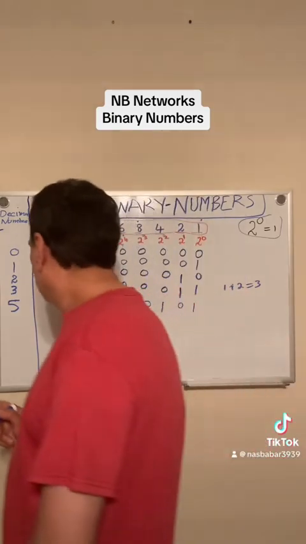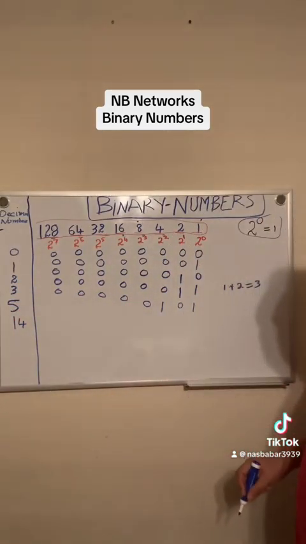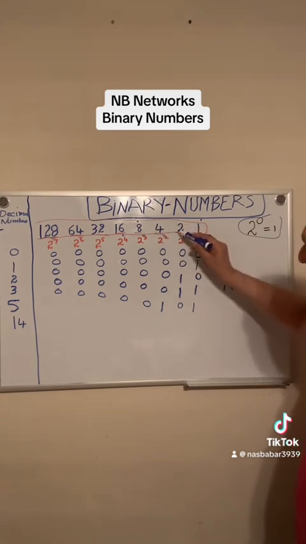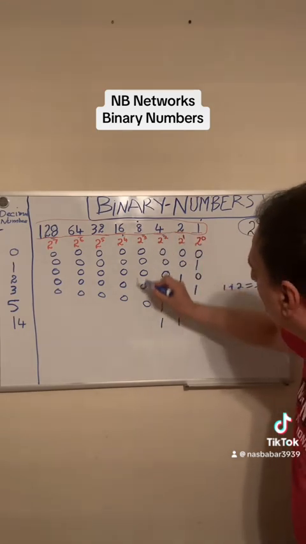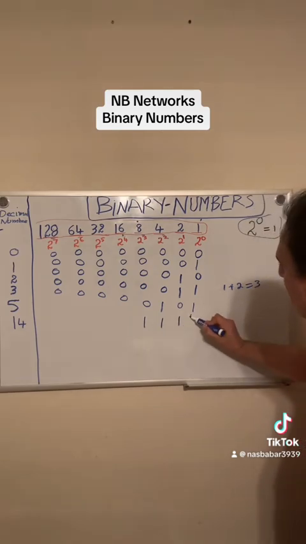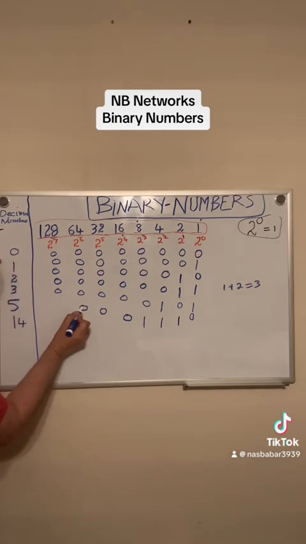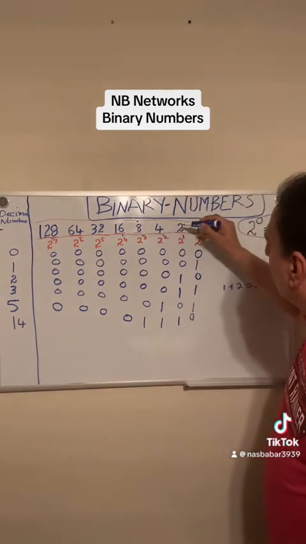Okay, so let's go on to, I don't know, maybe number 14. Okay, I want to find out what's the binary number for 14. So, okay, just look it up and say, oh, 8 plus 4 is 12, plus 2 is 14. So this is going to be on, this is going to be on, this is going to be on, everything else is going to be 0. Okay, so as you can see, 8 plus 4, 12, 12 plus 2, 14.